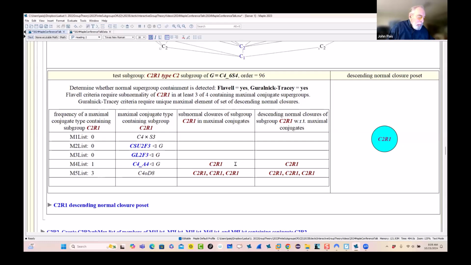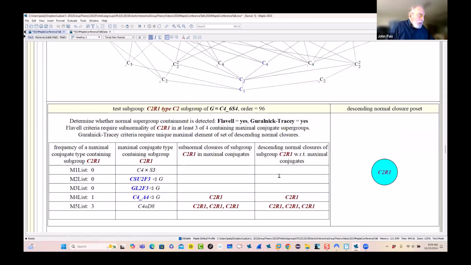It turns out that, by the way, in this, red means our original test subgroup, blue means normal. So the CSU2F3 is normal in the ambient group G, and GL2F3 is, and C4_A4 is also, right? So those are the normal subgroups. This is my original test subgroup. So what happened was I see that I get exactly the same thing for the subnormal closure as I get for the descending normal closure. Okay, so that's going to be a key thing.